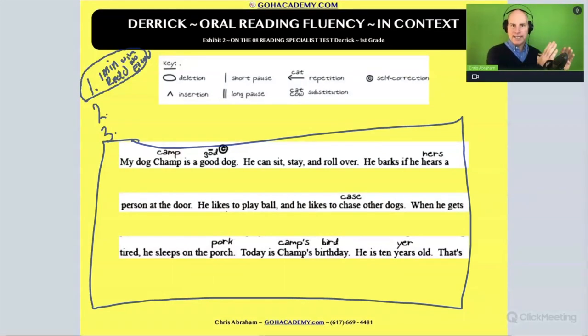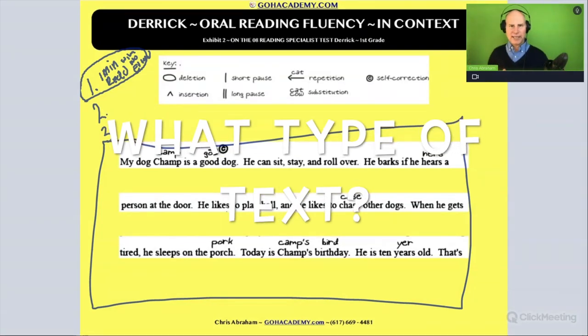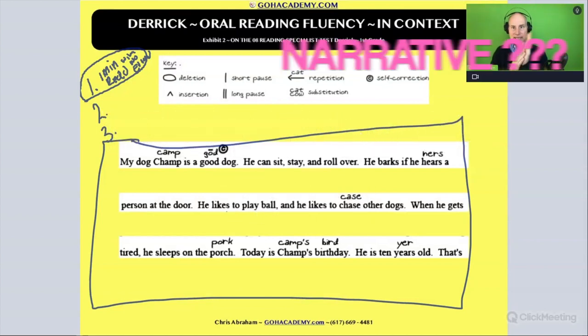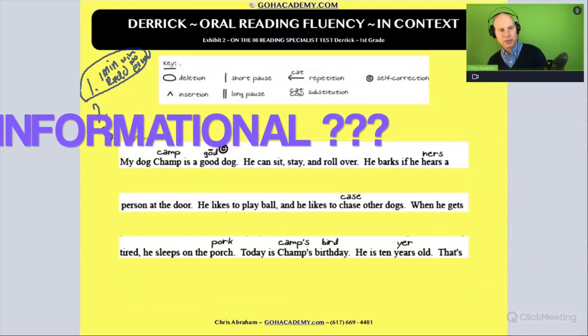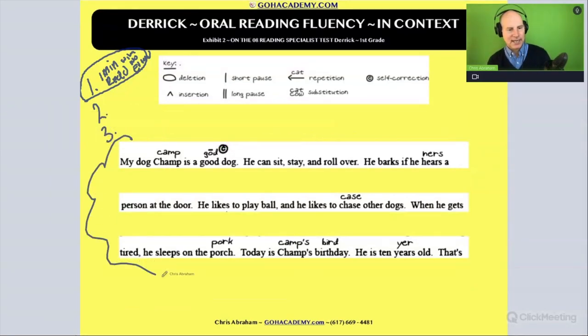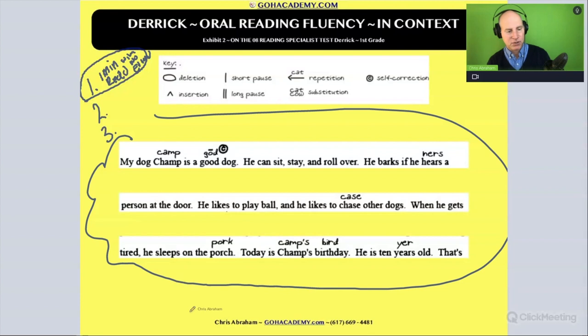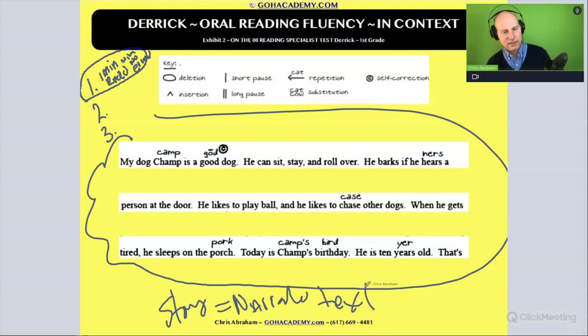Is it a literary text or a story, a narrative text? Or is it an informational text or expository text? Which one is it? A narrative text with characters, or is it more of an informational text? I'm hoping that you see that this looks like some type of story. Is that right? It's a story. It's a narrative text. Yes? Okay, so we have a narrative text structure. We want to get that from the first read, the first 1 minute.